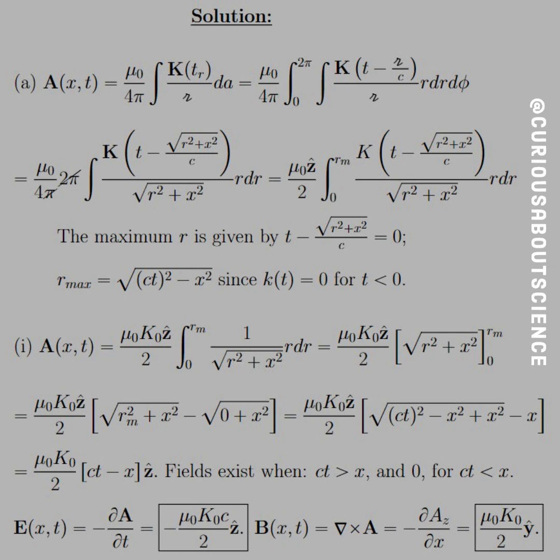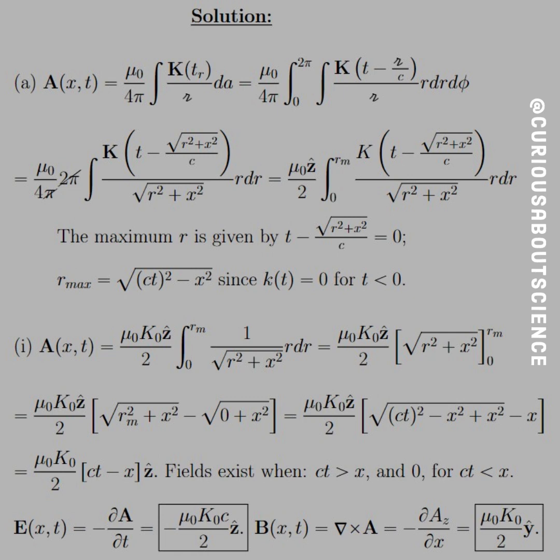So if we plug in rm squared, then we get c t squared minus x squared plus that x squared, so those x squareds cancel. And then we're eventually left with a ct minus x in the z-hat direction with the constants mu naught k naught over 2. All right, so fields exist only when ct is greater than x.